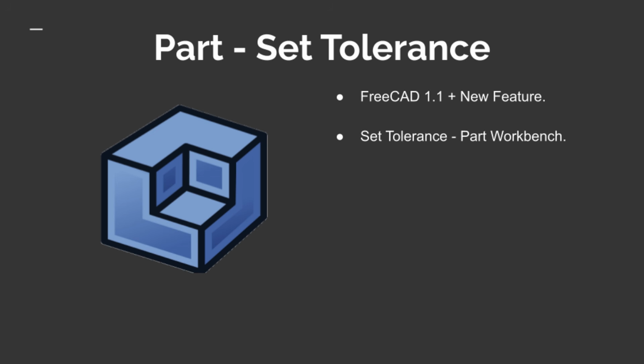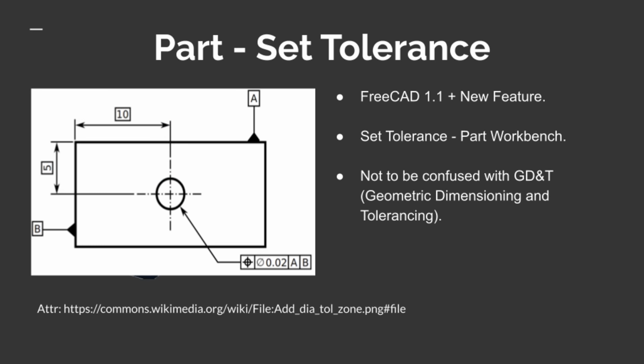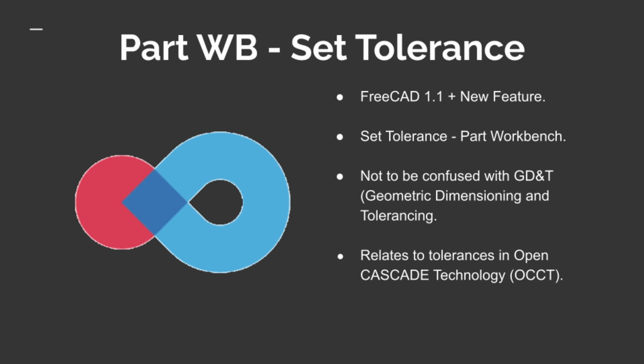Today we're going to look at a new tool introduced in FreeCAD 1.1, and that's the set tolerance in the part workbench. First, this has nothing to do with manufacturing standards used in technical drawings, known as GD&T. FreeCAD uses the OCCT. This is a kernel to handle 3D geometry.